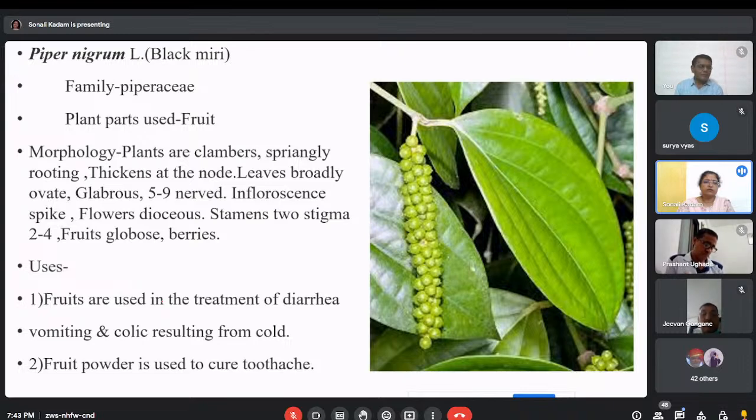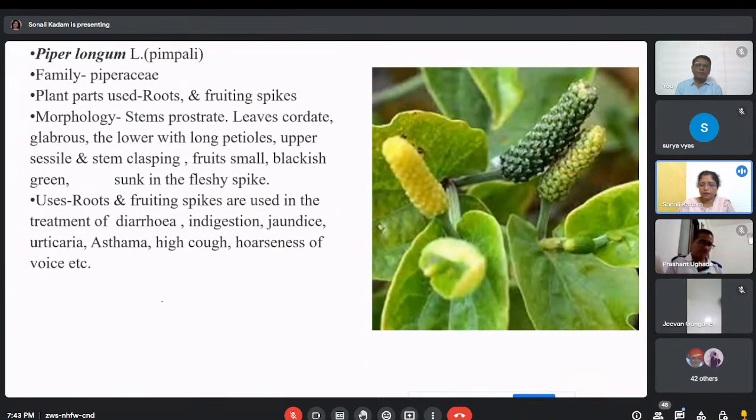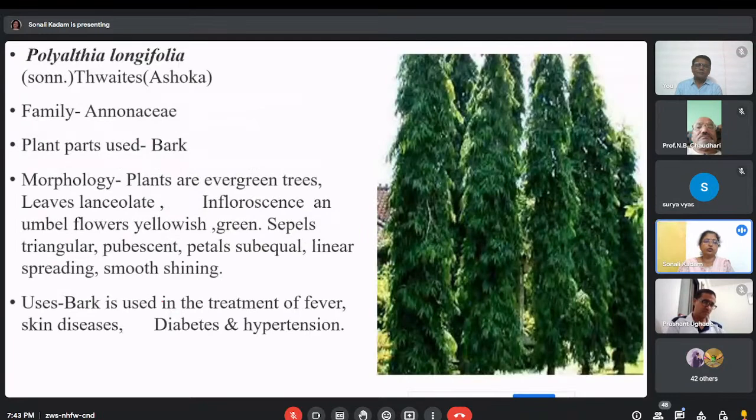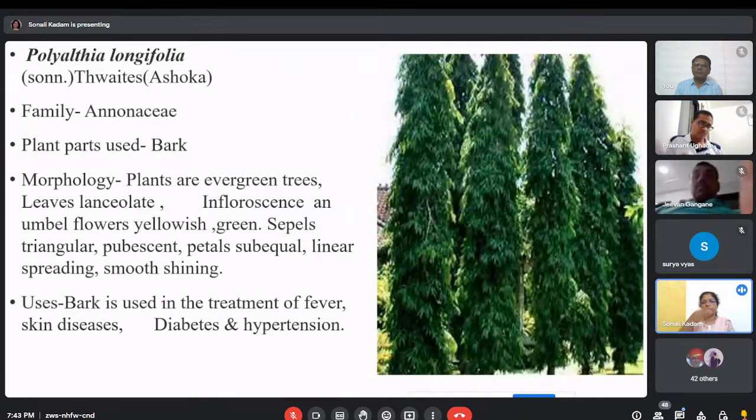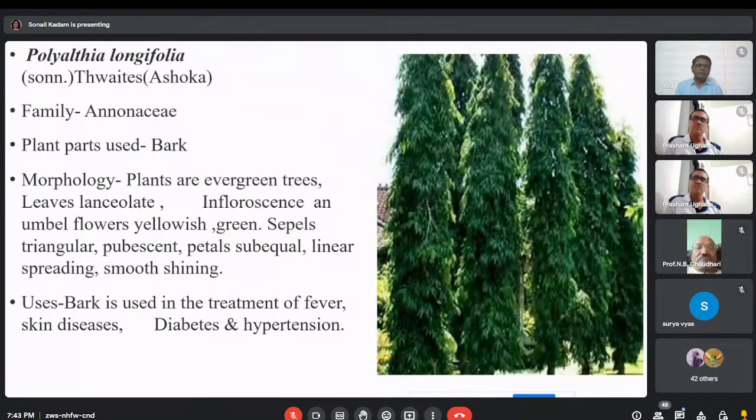Okay. Then Piper longum, that is pimpri. For pimpri we use the roots, and the fruits are used for diarrhea, indigestion, jaundice, then asthma, cough, then hoarseness of the voice. Means sometimes your voice will not be normal, then also. Earlier I have shown this.